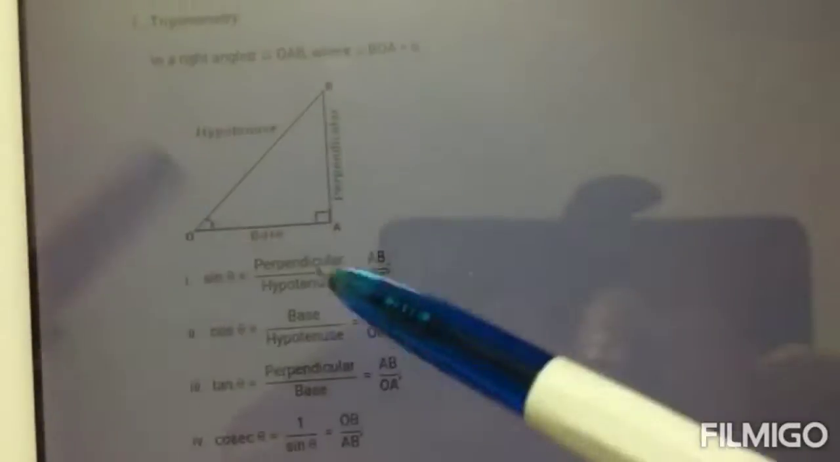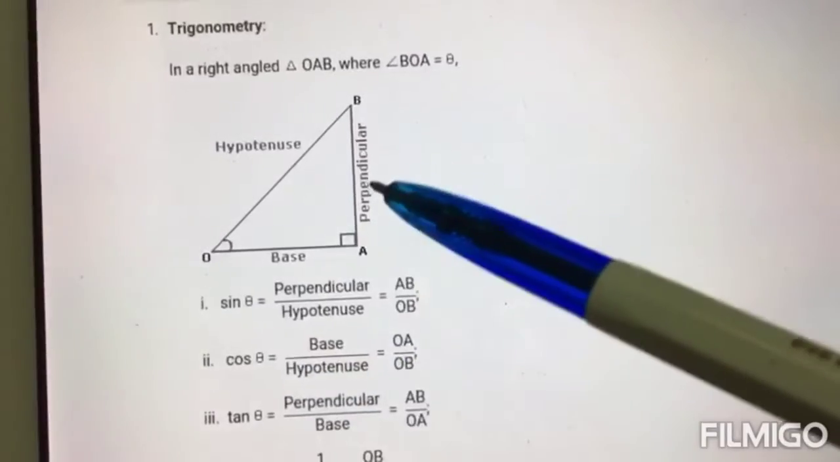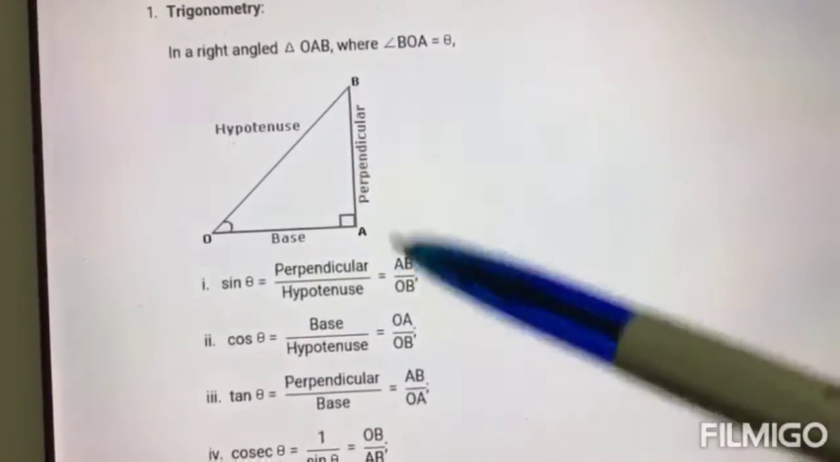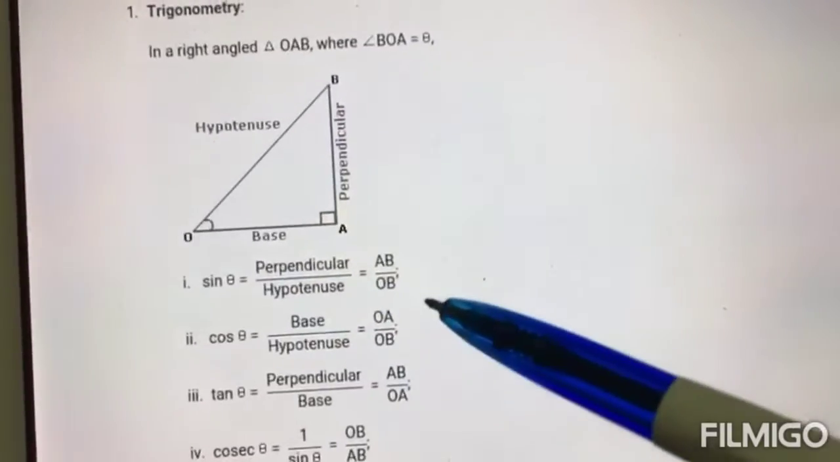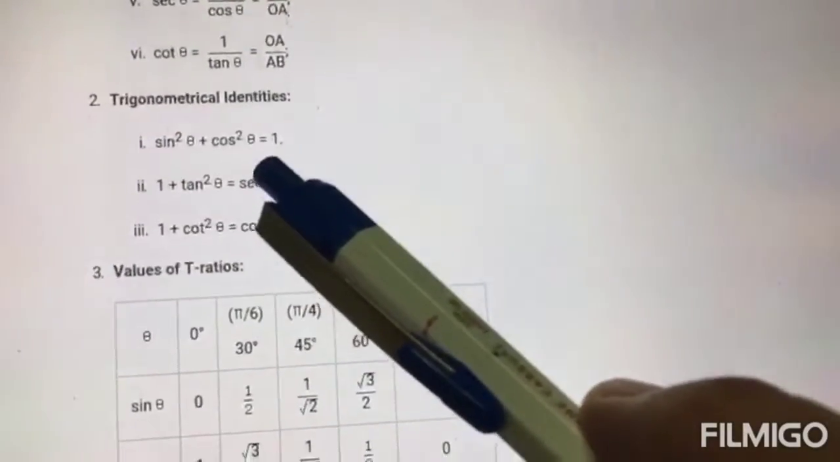So what is the formula that we have to learn? Sin theta is equal to perpendicular divided by hypotenuse, that is AB divided by OB. You have to memorize it, no other way out. So trigonometrical identities, what are they? You have to memorize this. Sin square theta plus cos square theta is equal to 1. 1 plus tan square theta is equal to sec square theta. 1 plus cot square theta is equal to cosec square theta.